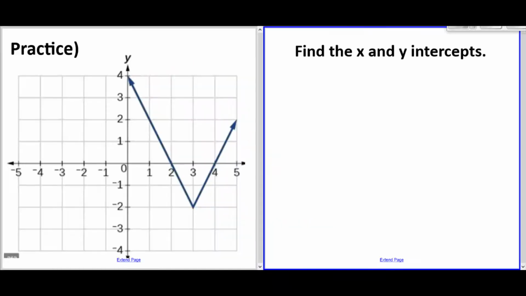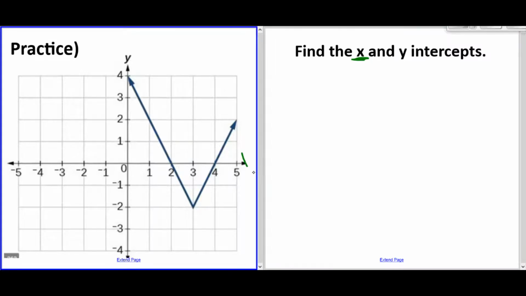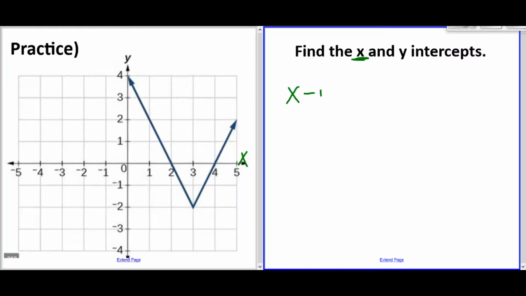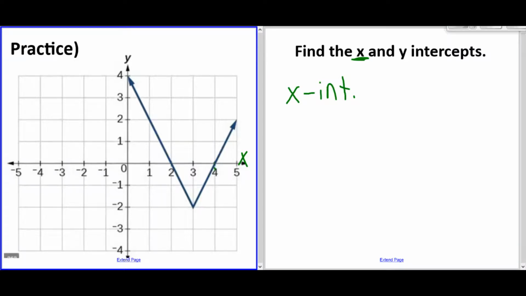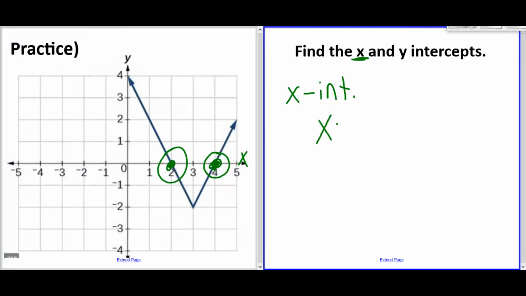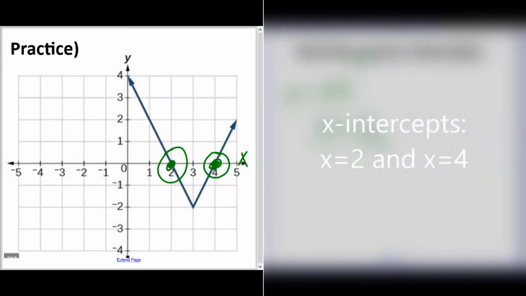So graphically, to find the x-intercept and the y-intercept, remember the x-intercept is where the graph crosses the x-axis. I'm going to abbreviate intercept as INT. So I'm looking on my x-axis, where does this line cross the x-axis? So here is one, and here is another. So what are those x values? So those are x equals 2 and x equals 5. So those are my x-intercepts.